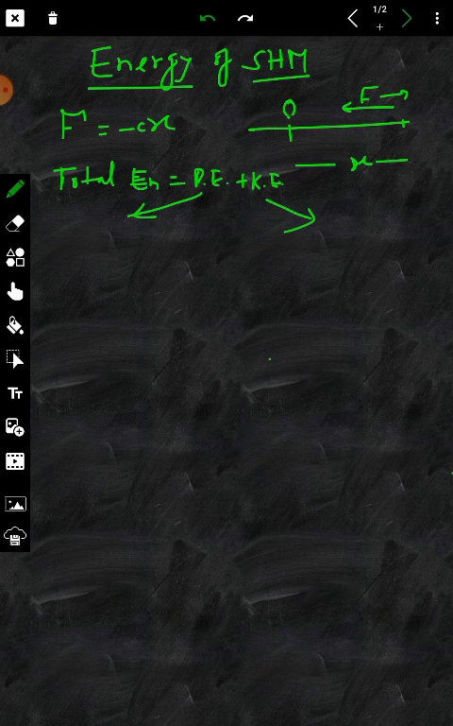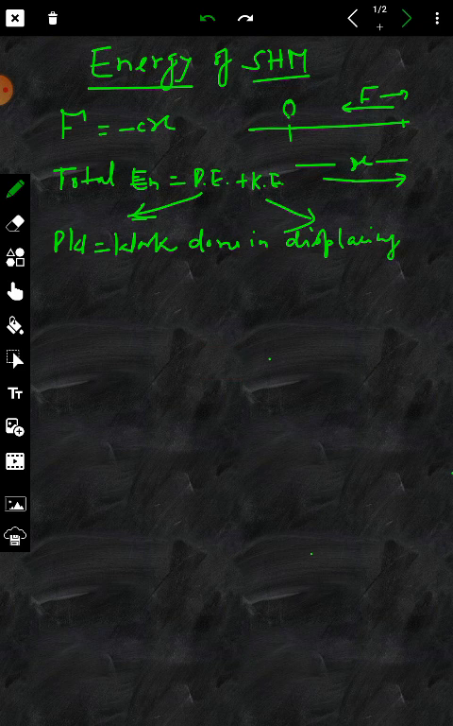Potential energy, by the definition of potential energy, is nothing but the work done on this object in displacing it by this displacement. So the potential energy will be the amount of work done on this oscillator in order to displace it. Work done in displacement. You are displacing the oscillator which is of simple harmonic motion. So we have to find out the work.